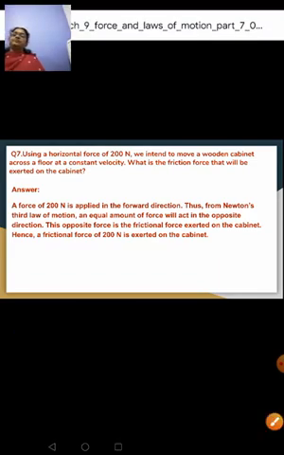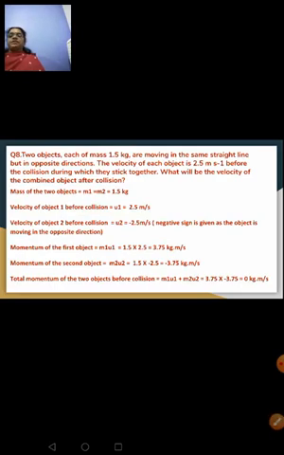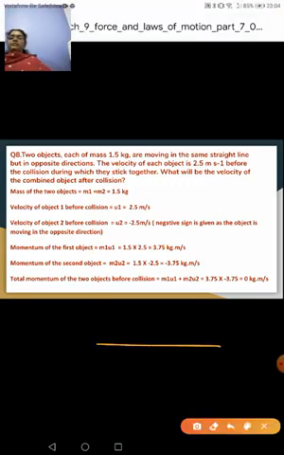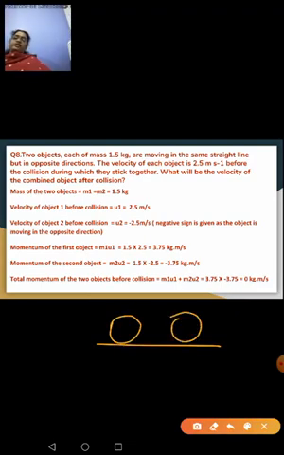Clear? Next question. See, this is very, very important. Please pay attention. Okay, let's read the sum now. Two objects each of mass 1.5 kg are moving in the same straight line but in the opposite direction. One is going this way, the other one is coming in the opposite direction.